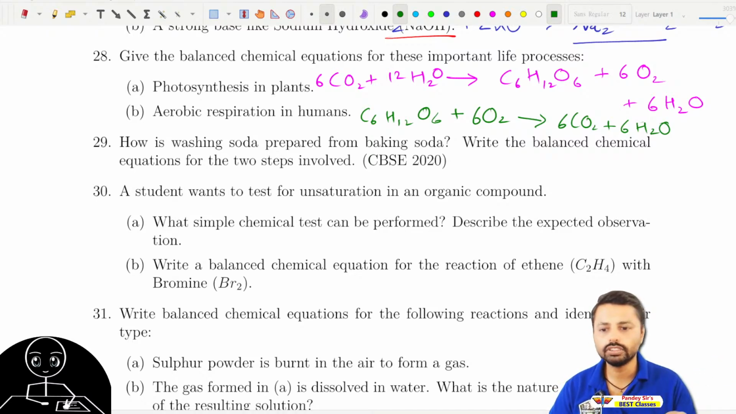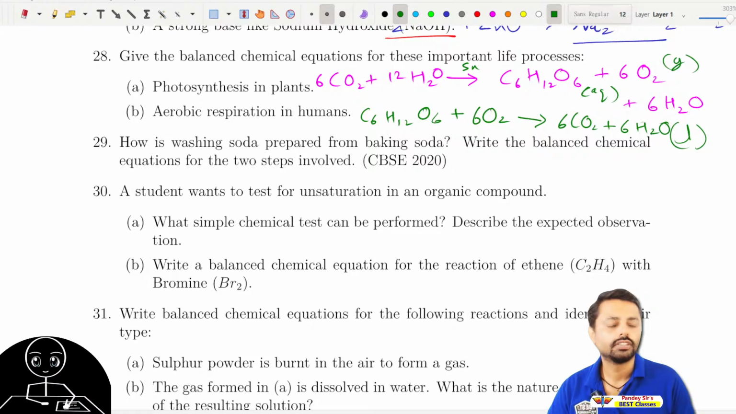You must know these. They are like forever. In almost all the exams they ask which one is aqueous, which one is gas, which one is what. So this is sunlight, this is gas, this is aqueous, dissolved in water is aqueous, here liquid, here gas, all that.